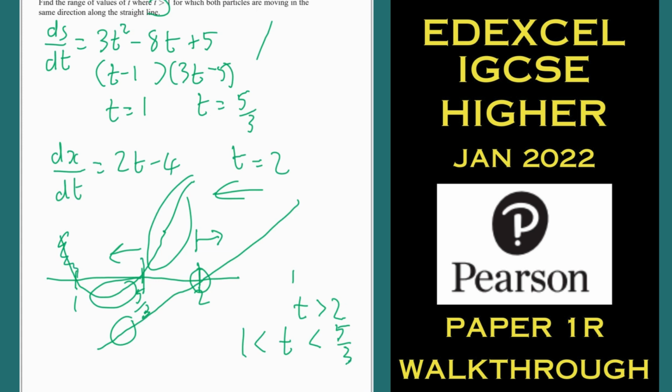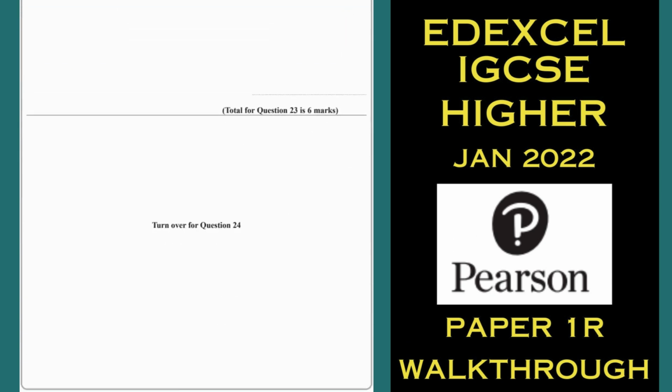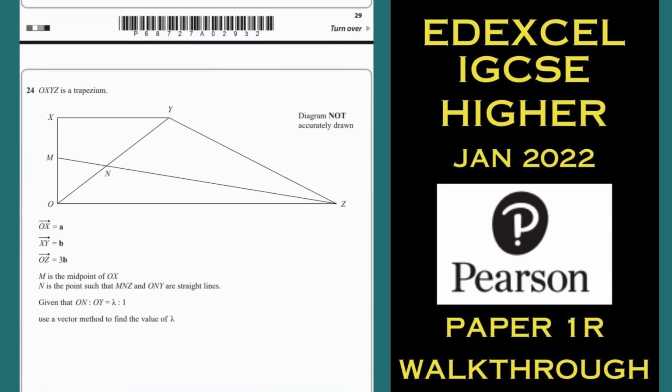So I'm really hoping that got the idea across that they are both travelling to the right when t is greater than 2, and they are both travelling to the left when t is between 1 and 5/3. They are in opposite directions in that region between t is 5/3 and 2. As I say, I'm afraid the mark scheme is useless at explaining that, so I hope I've done my job there. There was more space for that, but there we go.